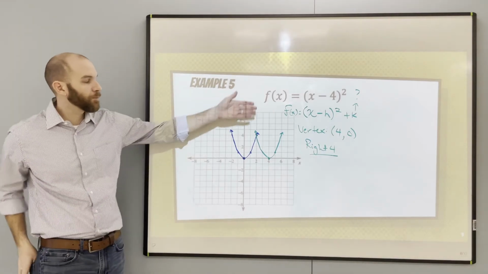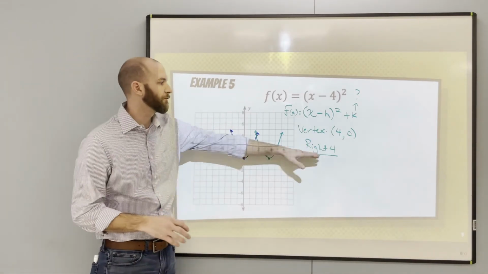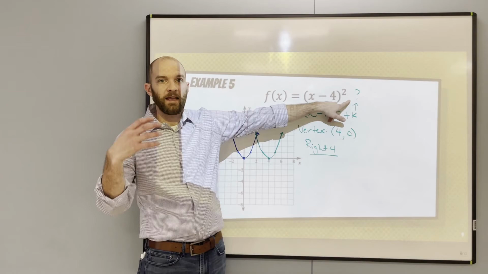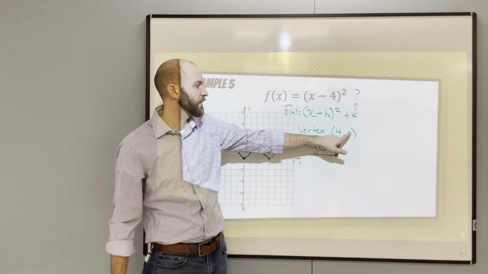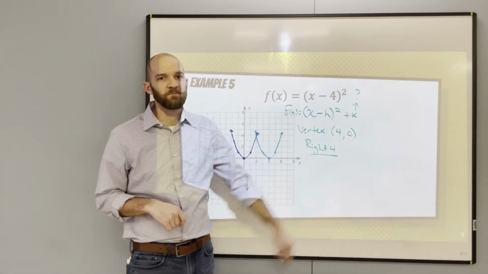So you can see on this example, we're just translating this thing to the right 4. I'll put a question mark out here. It's really plus 0 out there, so that's why my k value is 0.